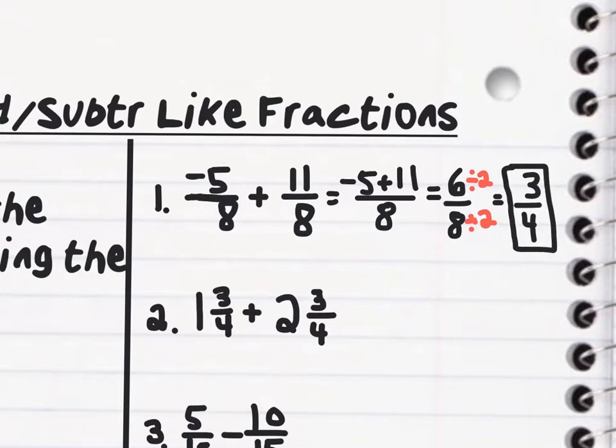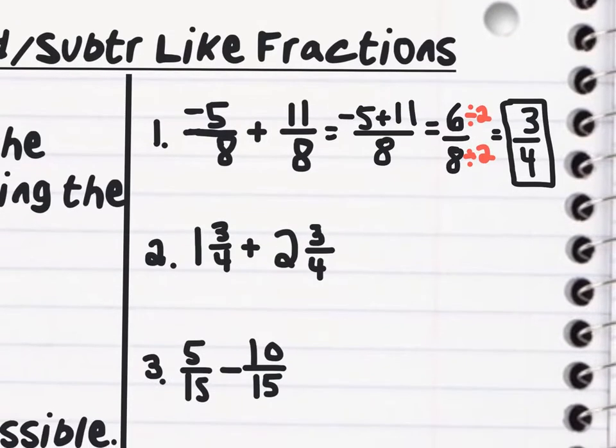Okay, now let's take a look at problem number 2. On problem number 2, we have mixed numbers, but they have like denominators. So in this case, it would be fine to just add the 2 whole numbers in front of the fractions, add these together. So the 1 and the 2. Okay, so we're going to add those together, we get 3. So that's going to be our whole number.